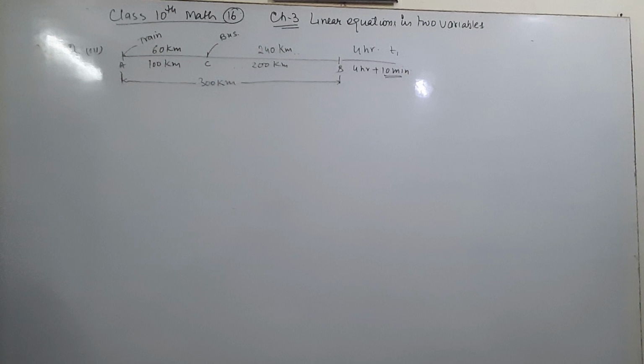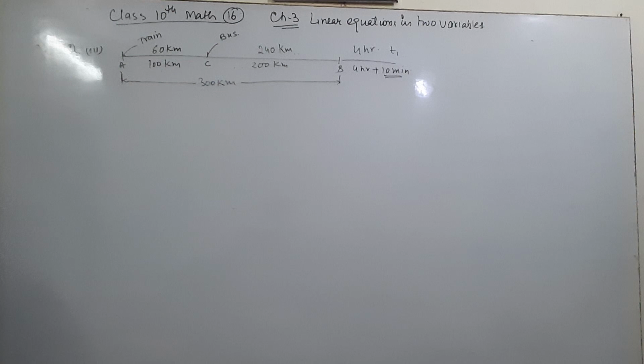And now for the second case. Again, what is the distance? Now you can make it yourself. Speed of train is the same, x kilometer per hour, and bus is y kilometer per hour. Now form the equation. Tell me, distance 100 upon speed x plus, what is the distance, 200 upon speed y is equal to 4 hours plus 10 minutes.